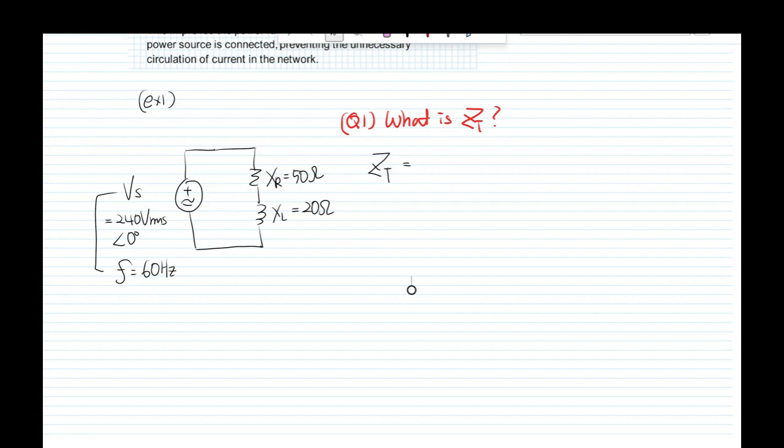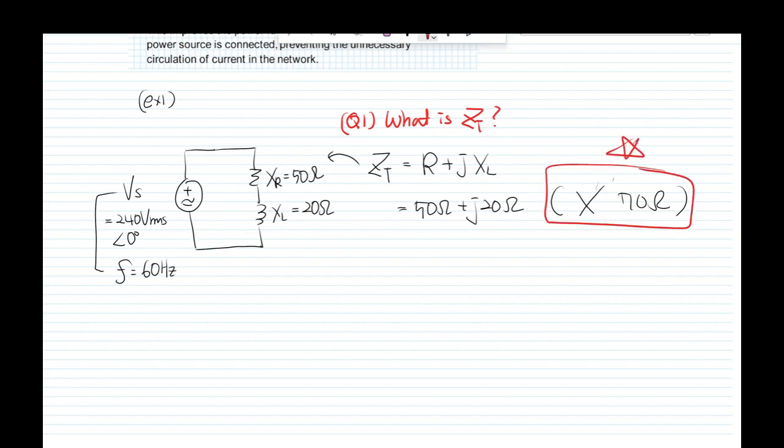So Z sub T is R plus jX sub L for this AC series circuit. R is 50 ohm, j times 20 ohm. Not 70 ohm, please, because it is an inductor reactance, so we keep the j.